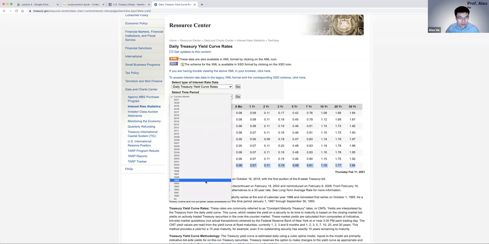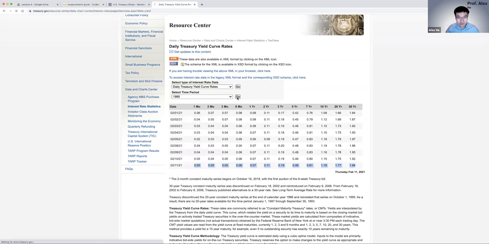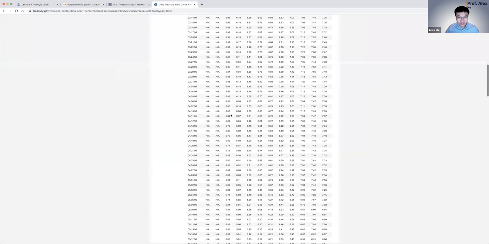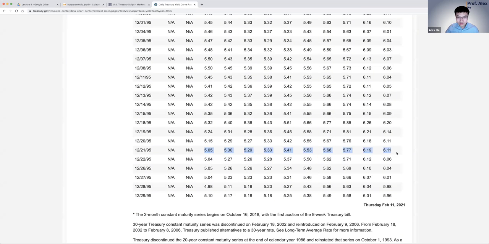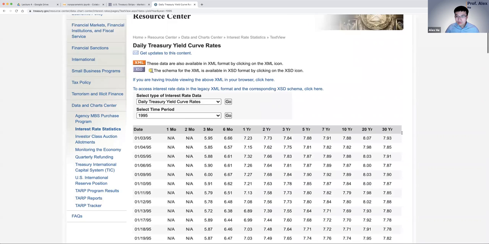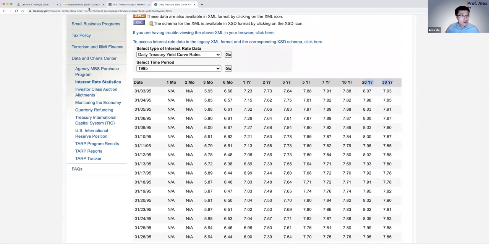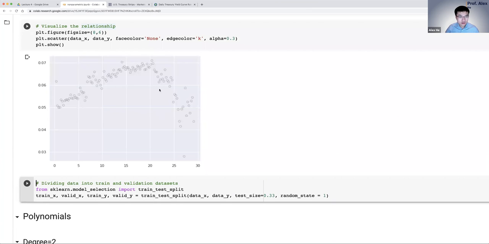And then we can go back to 1995, for example. That's what our data is, okay, in December. So it would be these numbers. So you can see that there are around 5%. And for the most part, it is increasing, okay? So from 5 to 5.3, 5.4, 5.6, 5.7, 6.1, and there's a little bit of decrease at the end. I think this is from 20 year to 30 year. So we're just consistent with what we see here, like from 20 year to 30 year, there's a declining.